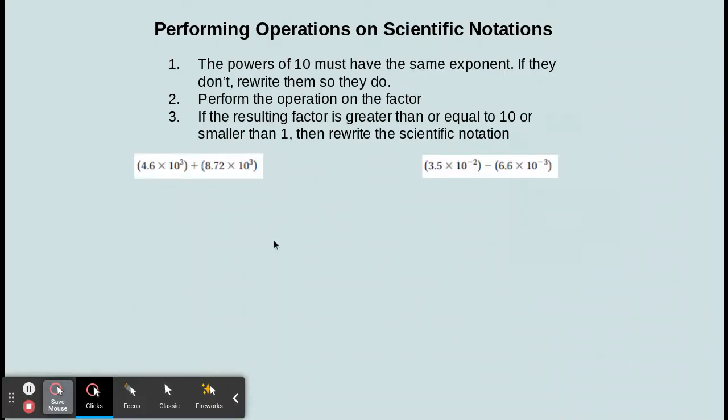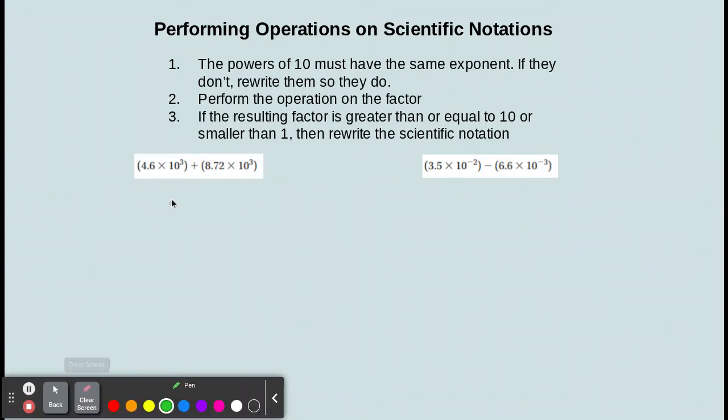Now, the other thing we can do once we have things in scientific notation is perform operations on those numbers. We can add, subtract, multiply, and divide, but in this case, we are just going to go over adding and subtracting. If we had more time, I would go over multiplying and dividing, but we're just going to start with that.